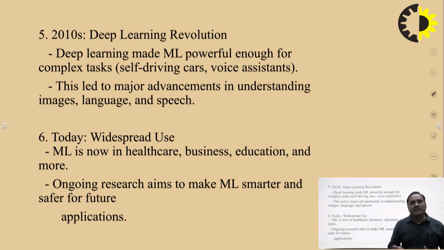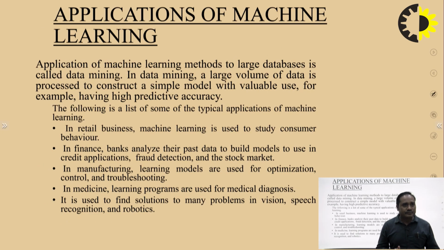A driverless car works on the concept of deep learning. It works on understanding like a human, and it takes decisions. Today, if we discuss widespread use, ML is now in healthcare, business, education and many more places. We are using machine learning or deep learning techniques nowadays. There are broad areas where ML is now working, in single mode or hybrid mode, and anywhere we can use machine learning, deep learning, and artificial intelligence nowadays.